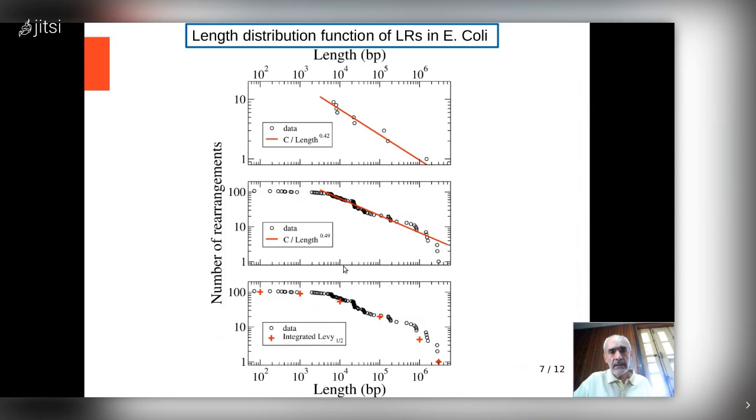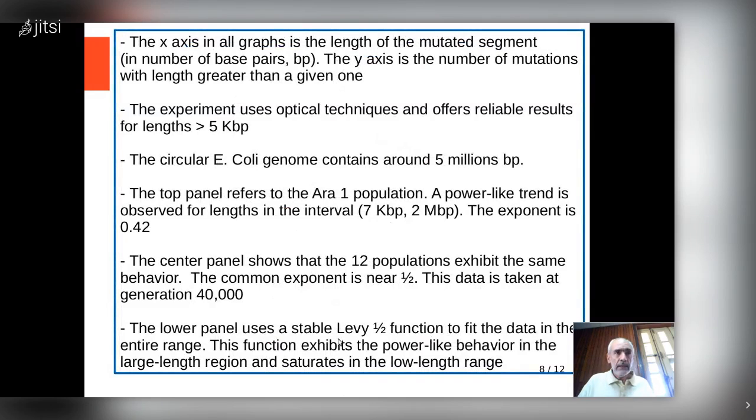This Levy function has the power-like dependence at large L and saturates at low lengths. In addition, this Levy function has the property of the Gaussian in the sense that they respect the central limit theorem, that is, the sum of independent events is again a Levy process. And that's why we choose this function. Okay?